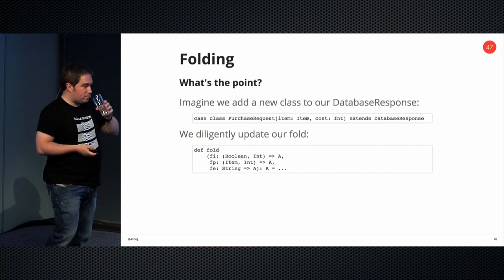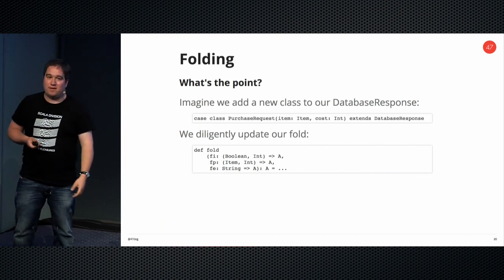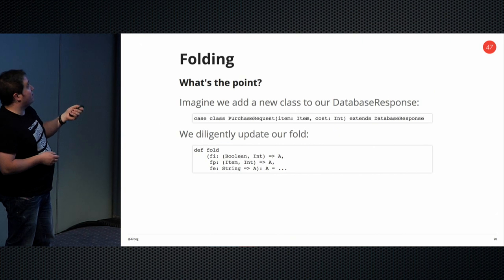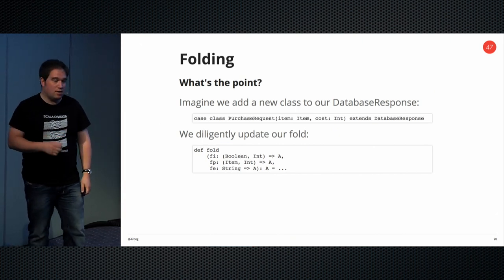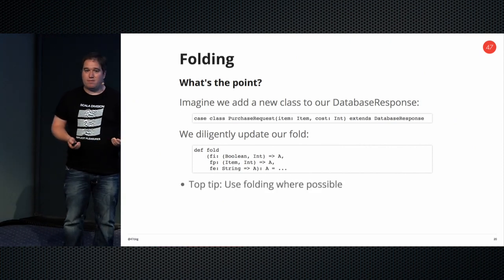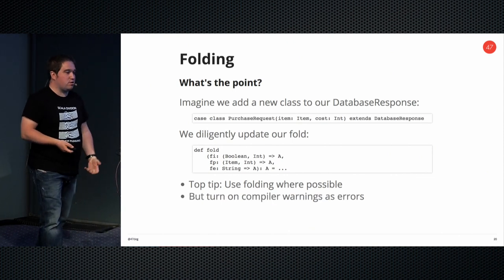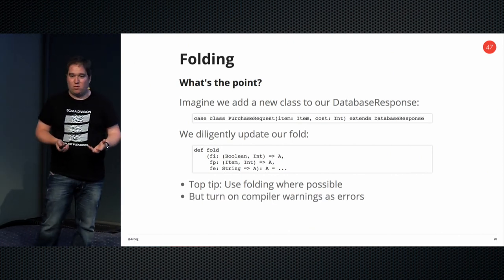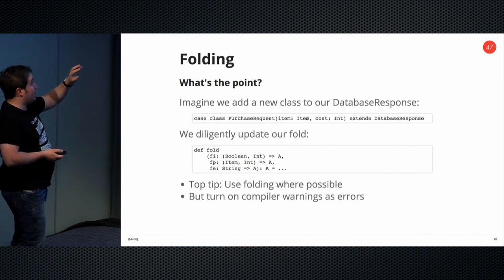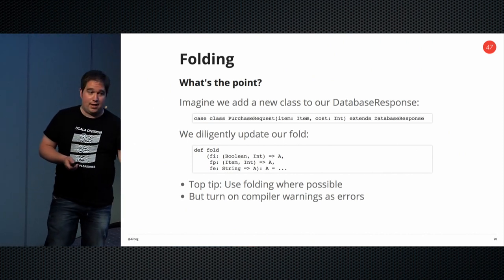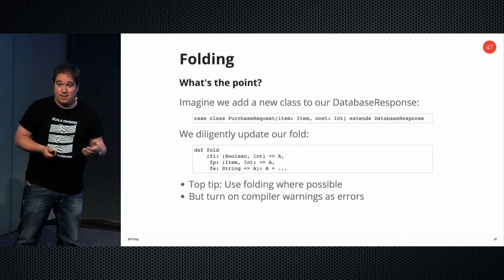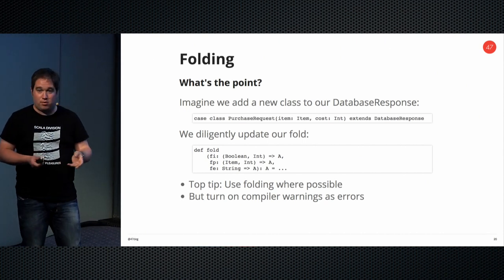Okay. So you've got to go and fix all those, and you have to fix them by making sure you've covered the case where you need to deal with this extra type here. So my top tip for this would be to use folding where possible, but another tip that's probably slightly outside the scope of this talk would be to turn on all compiler warnings as errors. If we'd made this change and we were using pattern matching, then our compiler would start giving us warnings saying we've got non-exhaustive pattern matching. Which is fine, it will still compile. It will then blow up in production when we have a match error.